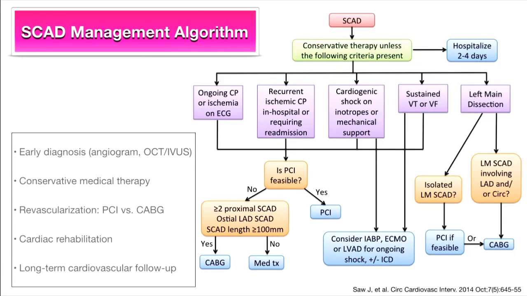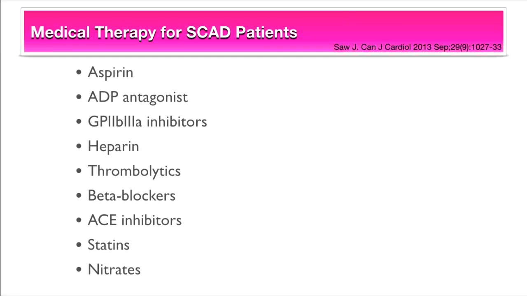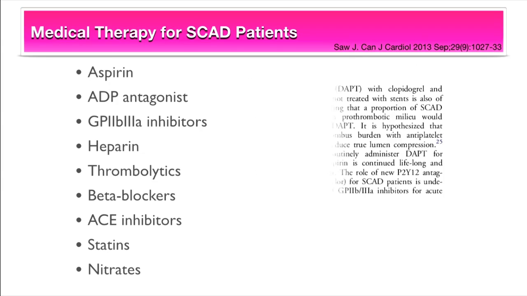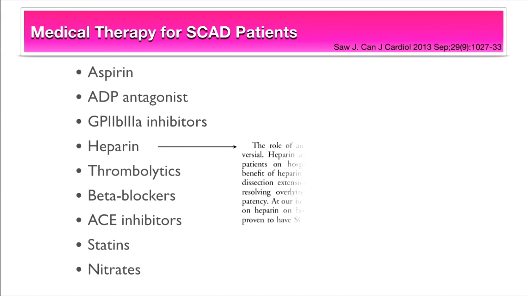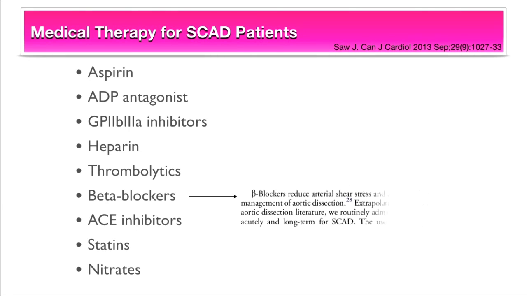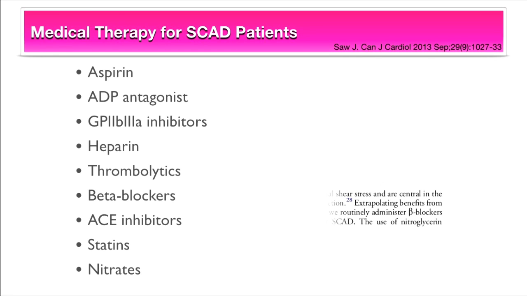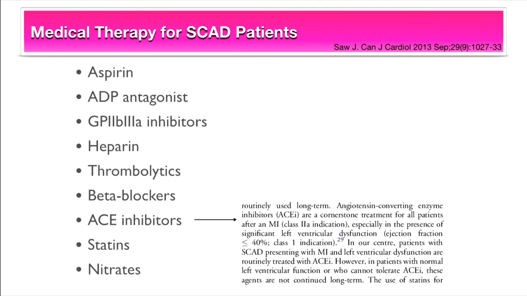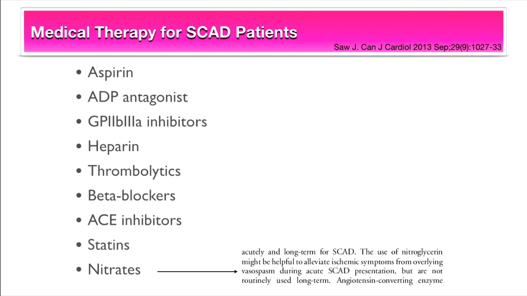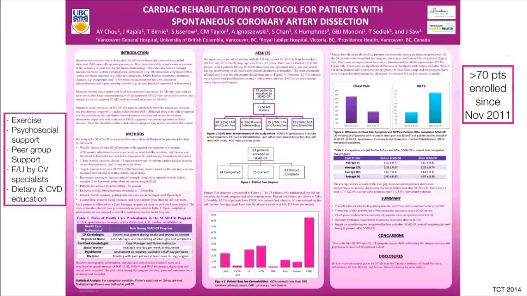In patients who are unstable, we need to consider LVAD or ECMO therapy for support. Medical therapy, unfortunately, there's not a lot of data. In essence, typically in hospital, patients are on aspirin as well as beta blocker. We stop the heparin once we diagnose SCAD. We do not recommend thrombolytics, which can worsen the outcome. Patients are started on beta blockers routinely. They may be started on ACE inhibitor if there's left ventricular dysfunction. We typically do not continue patients on statins unless they have underlying dyslipidemia to begin with, and nitrate is not commonly used. So typically long-term will be aspirin and beta blocker.